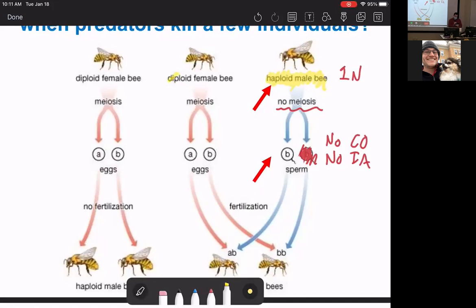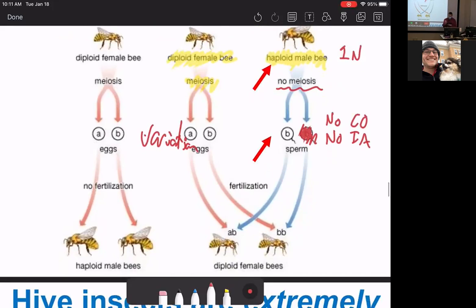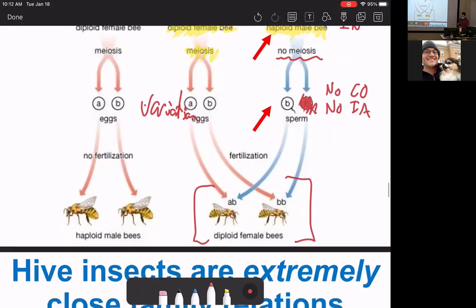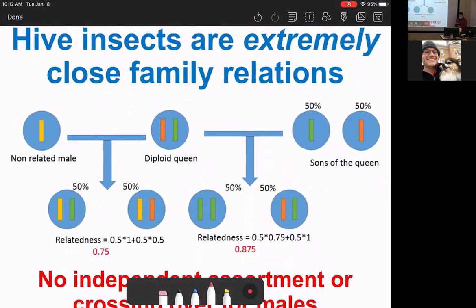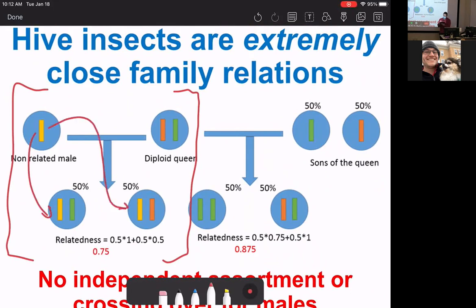Now, female bees, they're diploid. They can do meiosis, they can have variation, all's well. So when you fertilize and you make new female bees, which comprise the colony, we can zero in on this one first. If you have a diploid queen that mates with a non-related male, notice that the male copy is 100% passing on to both his daughters, exactly copy. So if a 2N female bee, she automatically shares 50% with all her sisters, no matter what, plus 50% of her mom's contribution, which is going to be 25.